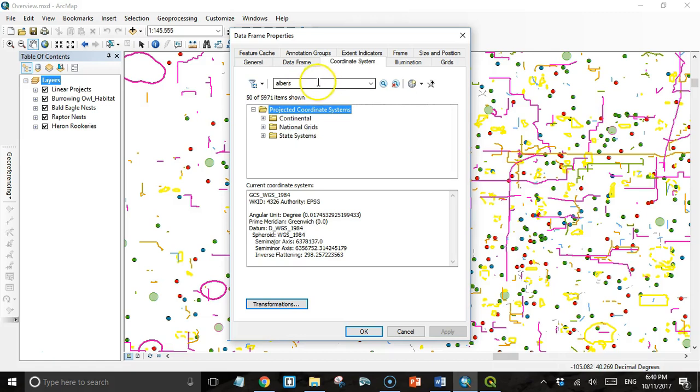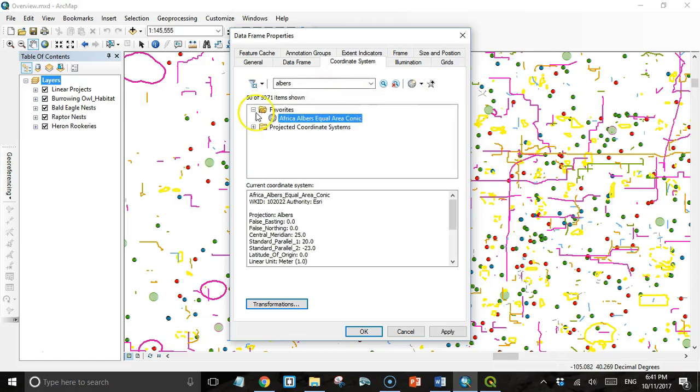If you know a little bit about the coordinate reference system that you're looking for, you can find what you need. You don't have to search through this entire directory structure. You can also, if there's some that you use a lot, click Add to Favorites, and then under the Favorites folder, anything that you click Add to Favorites will show up there.